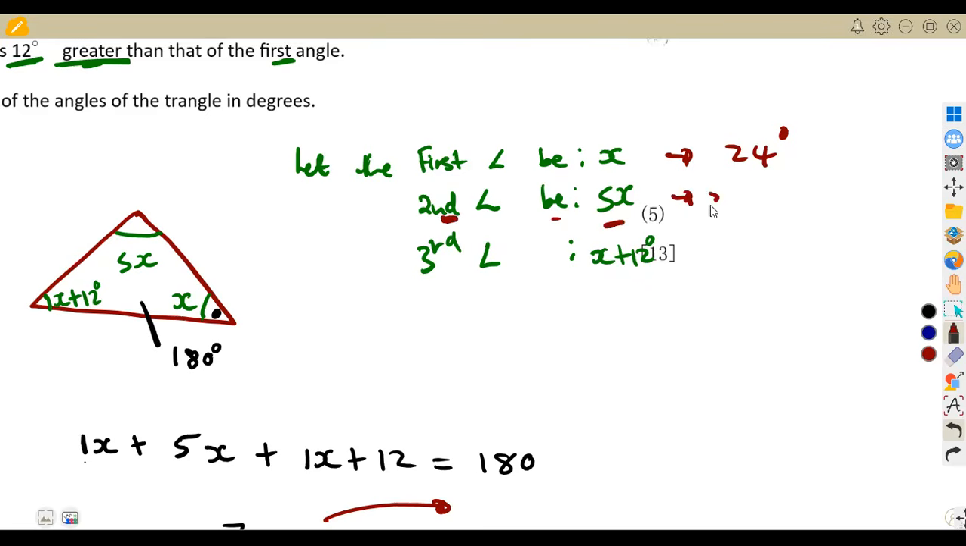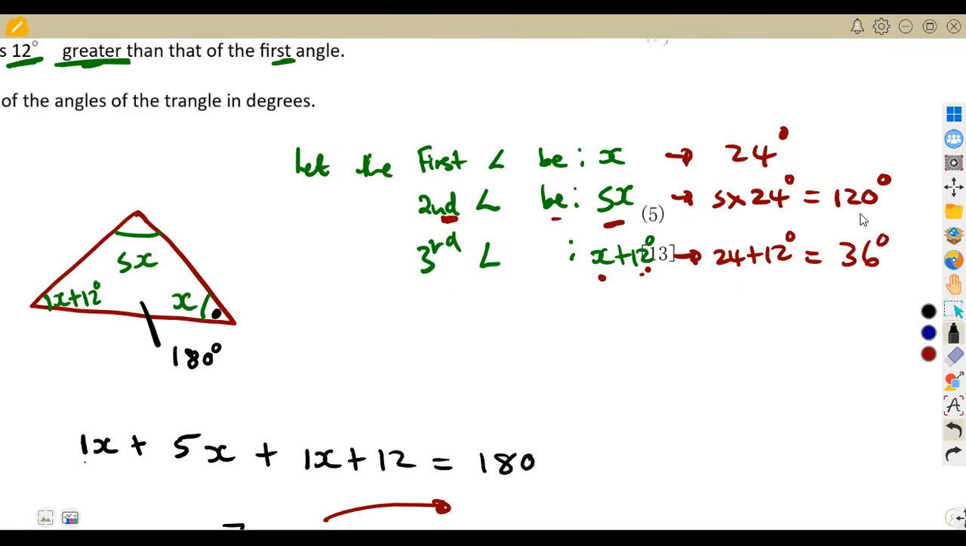The second angle, we said 5x. So the second angle is going to be 5 times 24. If we multiply this properly, it is going to give us 120 degrees. Then the third angle, we said it's 12 degrees greater than x, which is x plus 12. So x, remember, is 24, so it's 24 plus 12, which is 36 degrees.